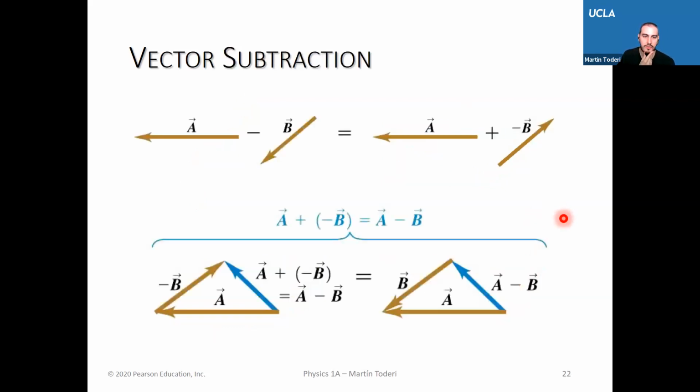Take a look at vector subtraction. So we can, of course, subtract vectors, and subtraction is no more than just summing the opposites. So that's basically what it is. You just change the direction of the vector that you're subtracting, so when you convert it into an addition.